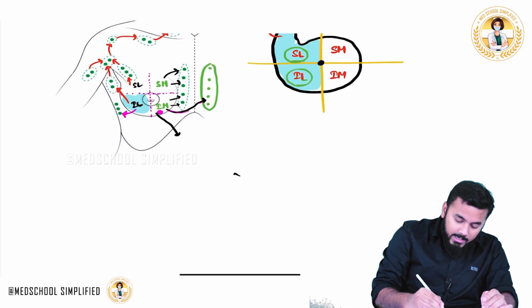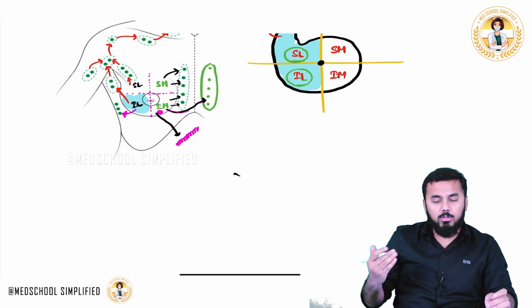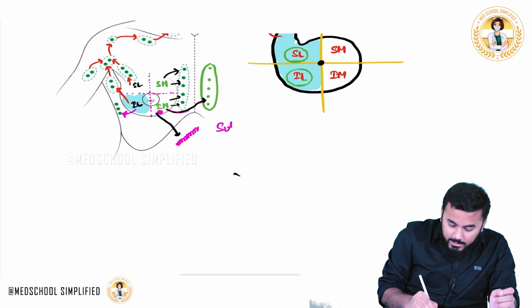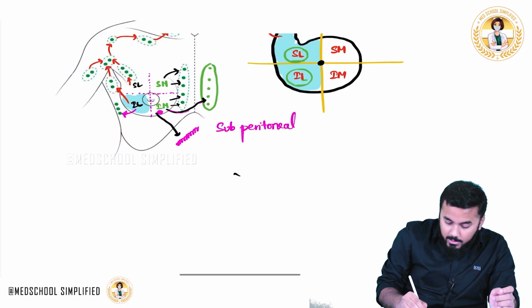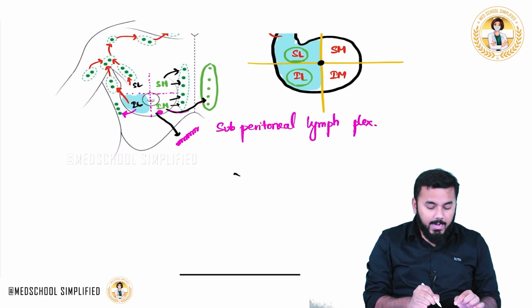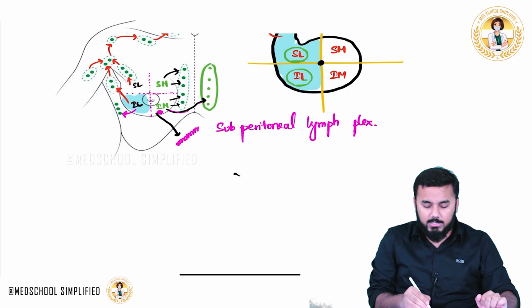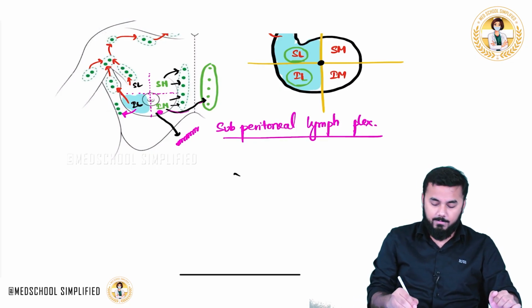Where do they drain? Here you have got a plexus. You know what that plexus is? That is present below the peritoneum. So you call it the subperitoneal lymph plexus. So occasionally the inferior medial quadrant will drain into the subperitoneal lymph plexus.